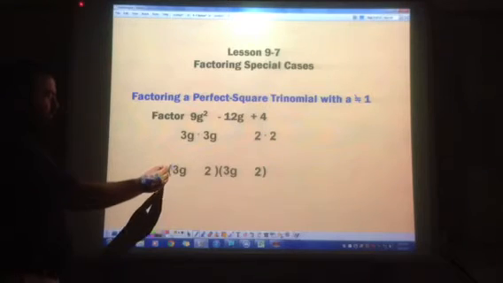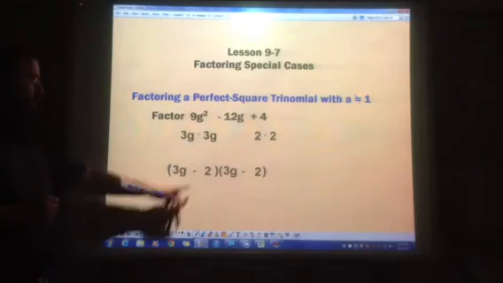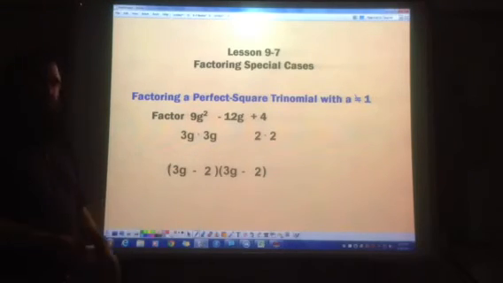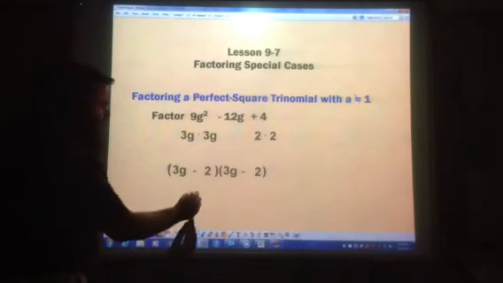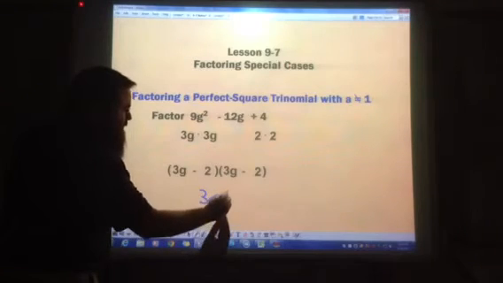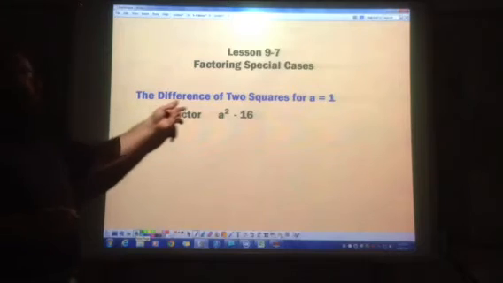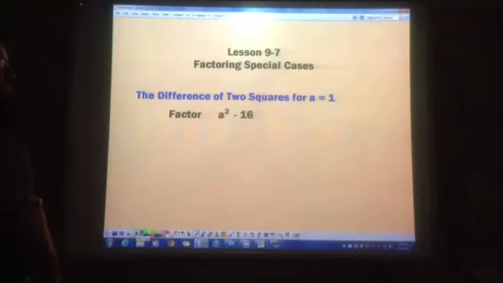Middle term is negative, so both terms here would be negative. So 3g minus 2 times 3g minus 2 is your answer, or we could rewrite that as 3g minus 2 squared. Now, what if we don't have a middle term? The difference of two squares for a equals 1.